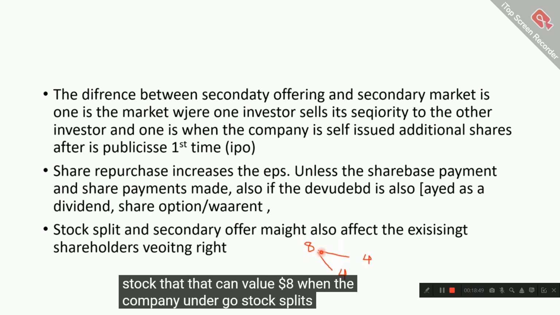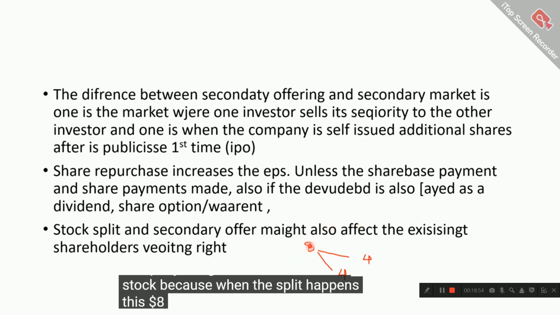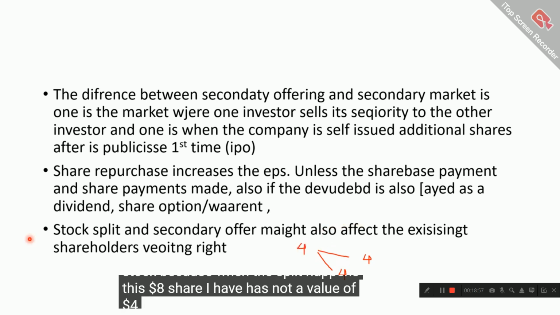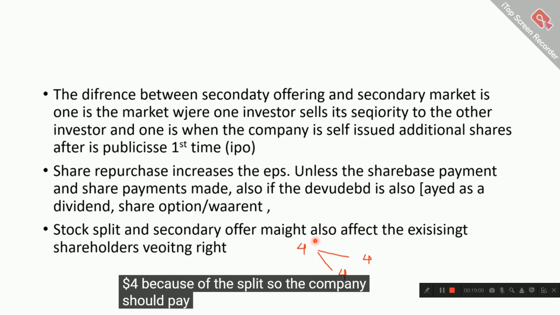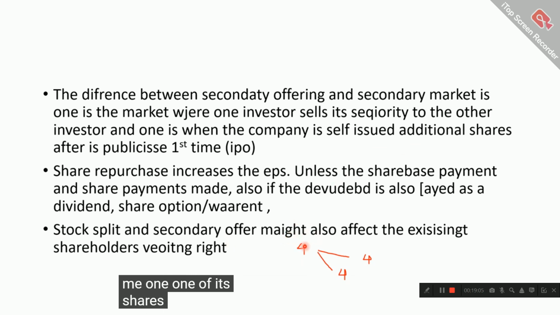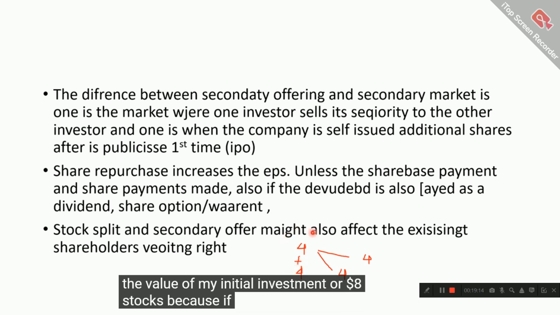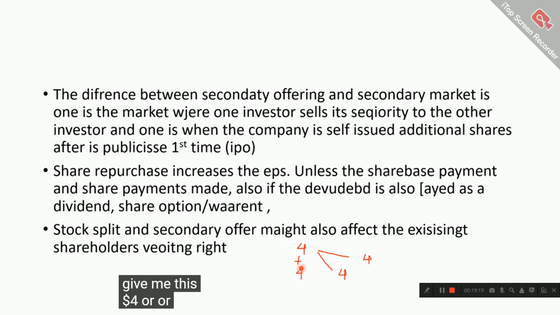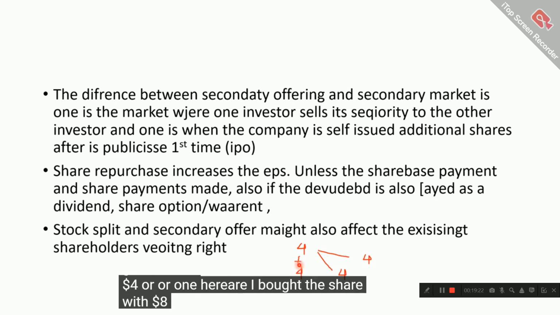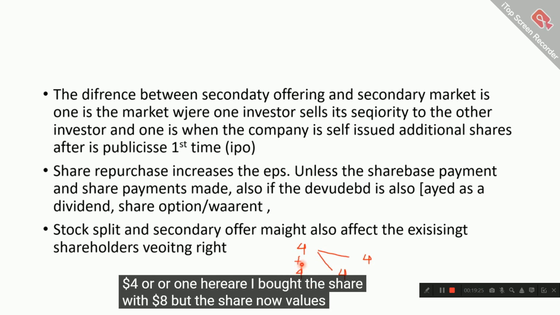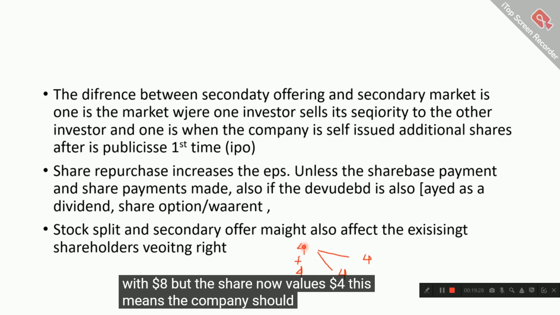So the company should give me one of its shares for me to have the value of my initial investment, or $8 of stock. Because if the company does not give me this one share, I bought the share at $8, but the share is now valued at $4. This means the company should give me one additional share for me to have a share amount that matches my initial investment. However, this still dilutes the existing shareholders' voting rights.